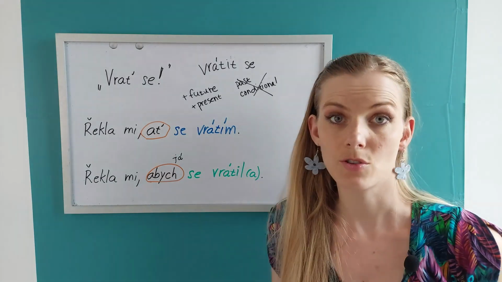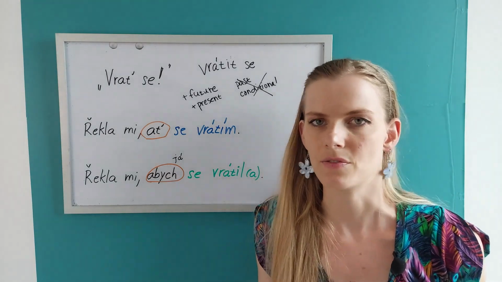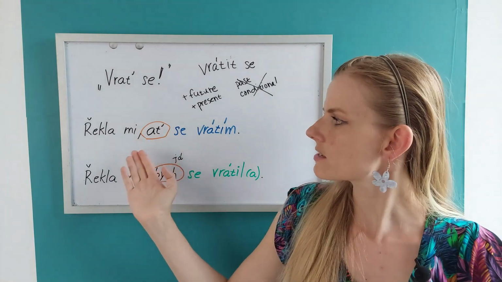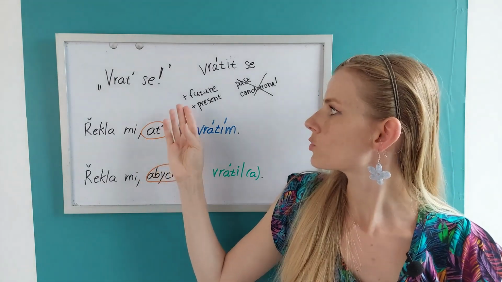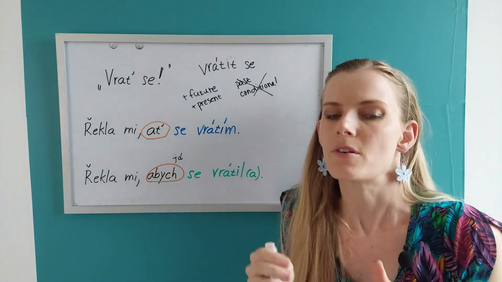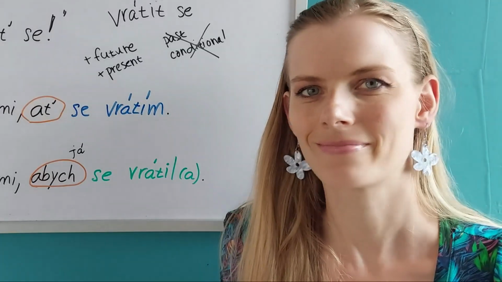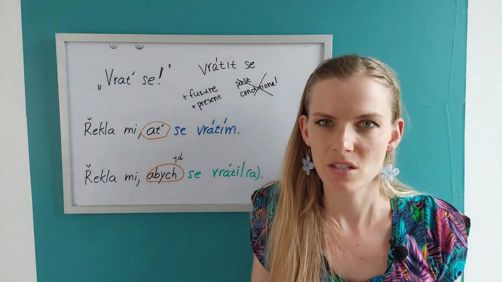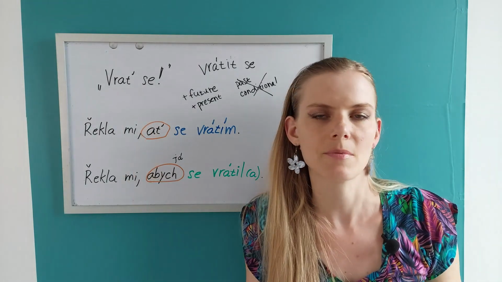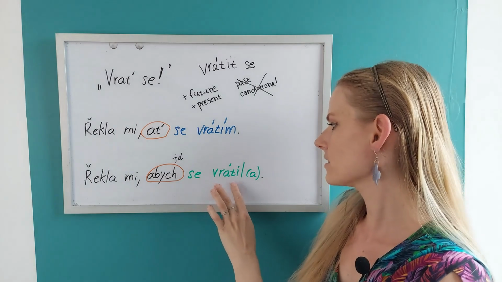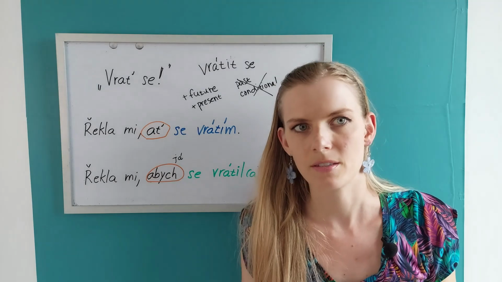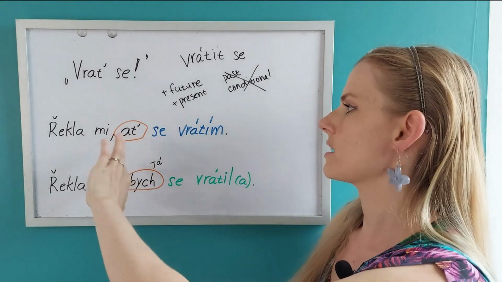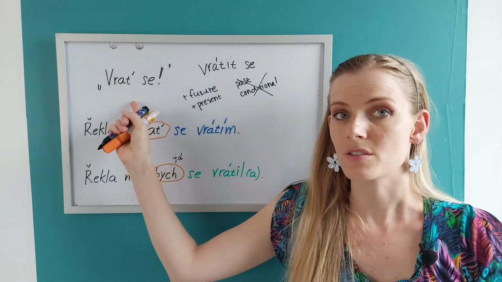What is the difference between these two? Not really any difference. I also mentioned in one of my videos before that the only difference is that ať se vrátím is more connected to the present. So you make it sound like it just happened. It feels more as a direct speech, although it's not. And it feels as something that has just happened. Abych se vrátil, abych se vrátila is a little bit more distant. It all depends on the situation and on your feeling. As a student, you can think of these as interchangeable for this function.